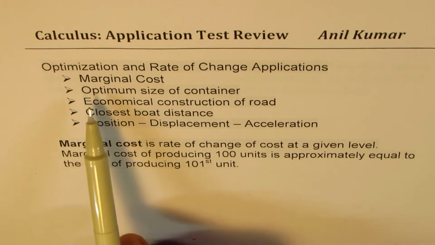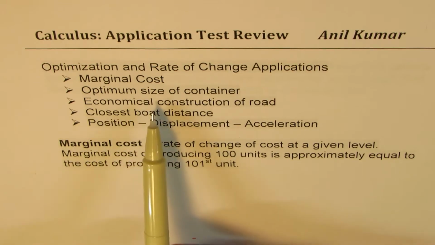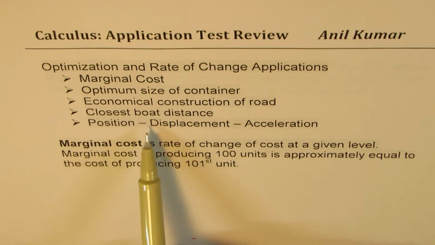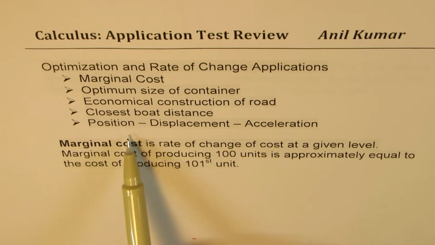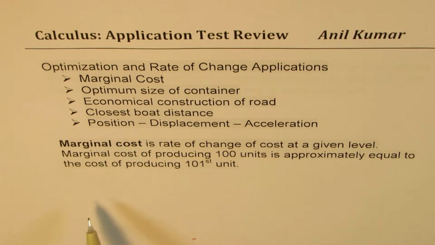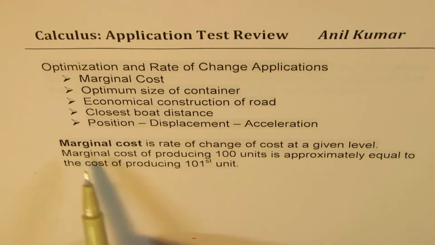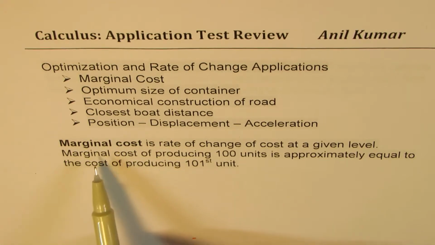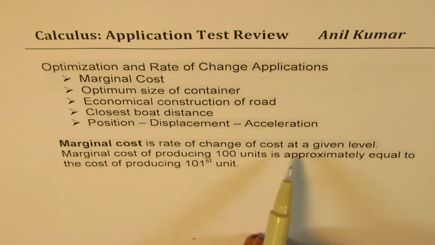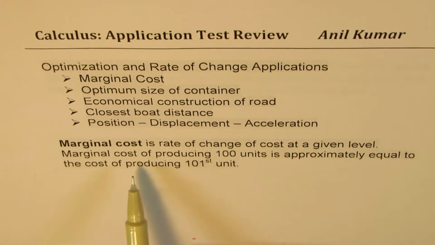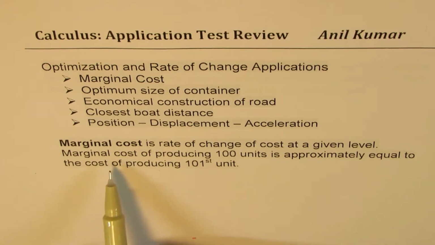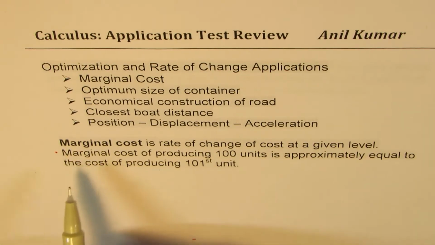I've taken examples based on marginal cost, optimum size of container, economical construction of road, closest board distance, and one on position, displacement, acceleration. Now for some of my students, this term marginal cost is a new term, so here is how we define it. Marginal cost is rate of change of cost at a given level, right? Now, it can also be used to find cost of an item being produced. So here is how it is also applied.